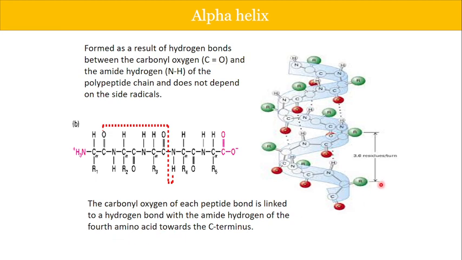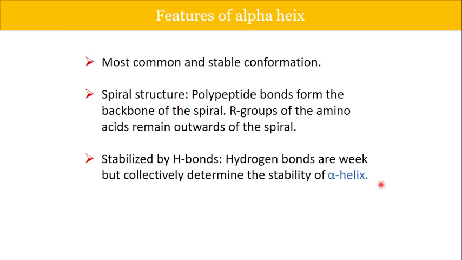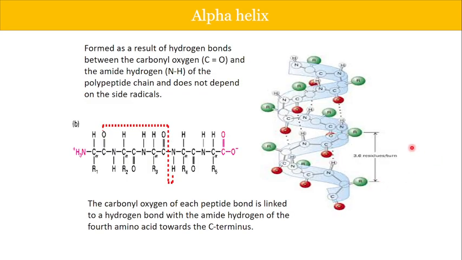In this manner, your alpha helix is formed, and your side radicals have the ability to rotate about the peptide backbone, so this does not affect alpha helix formation. Another thing is that the alpha helix has 3.6 residues per turn, and it has a pitch of 1.5 angstrom.